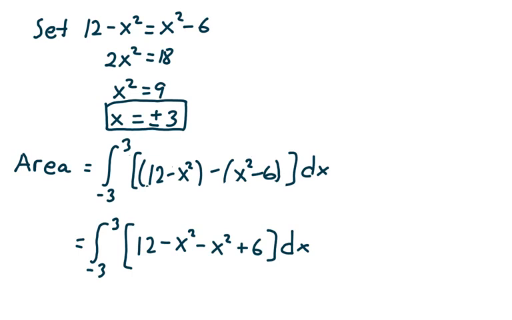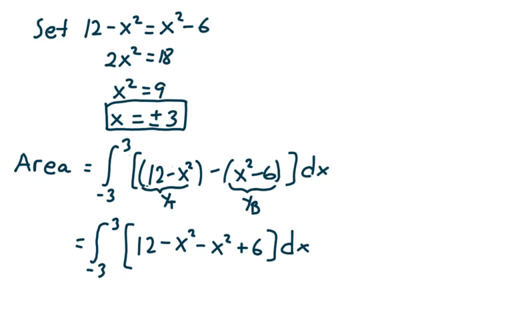So the area is equal to the integral from negative 3 to 3 of the top function 12 minus x squared minus the bottom function x squared minus 6 dx. So notice again, 12 minus x squared is my top function. My bottom function is x squared minus 6. And I'm going to integrate that difference with respect to x.